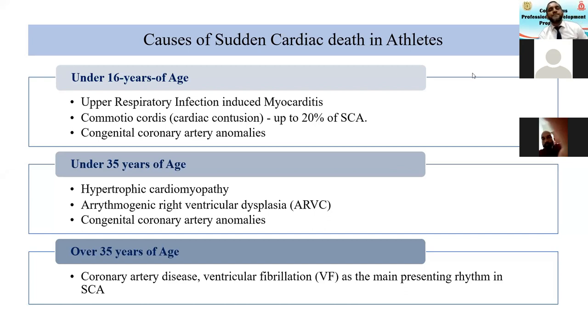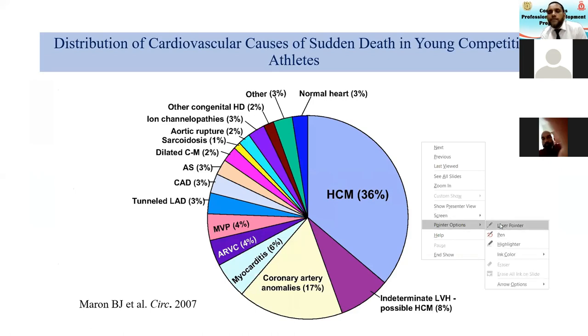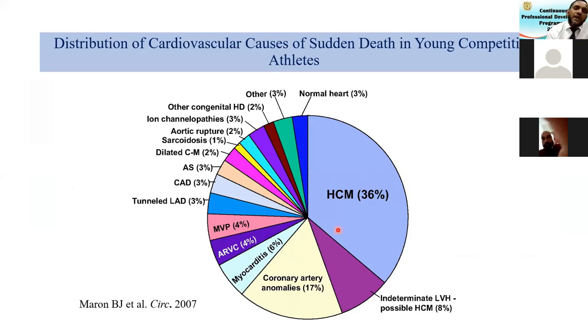in athletes. If you look at the distribution of the causes of sudden cardiac arrest in young competitive athletes, based on this American survey, about 36% are due to hypertrophic cardiomyopathy, which is the first, and the second commonest is coronary artery anomalies.